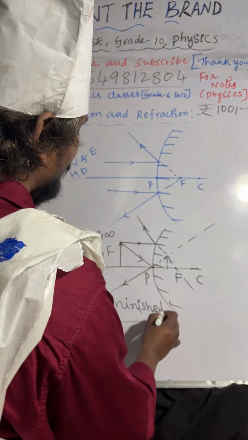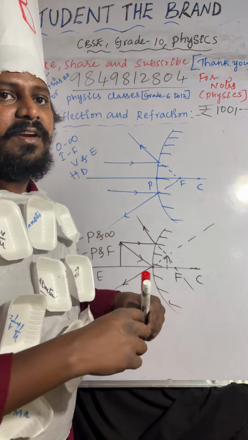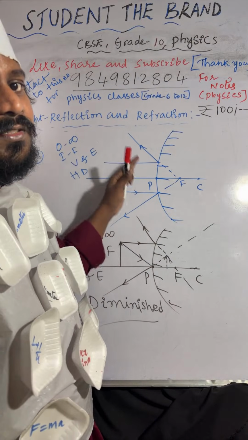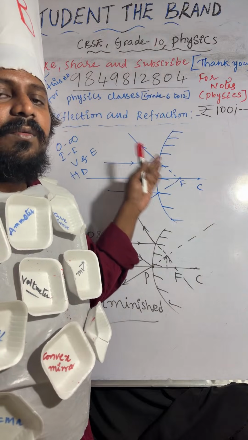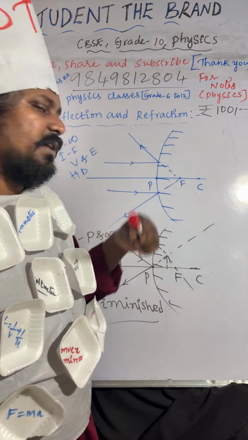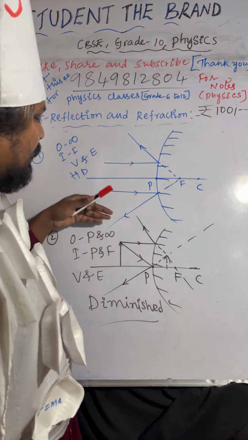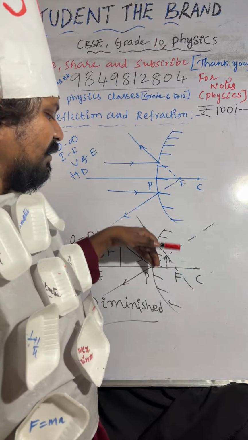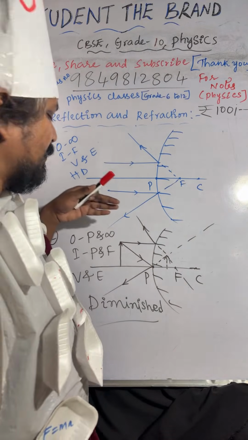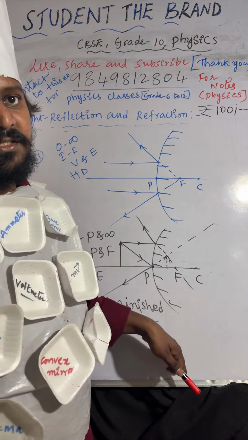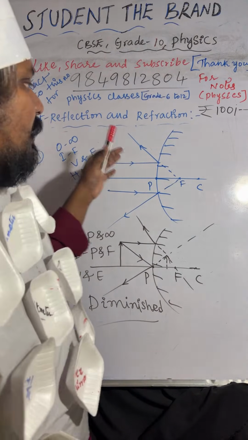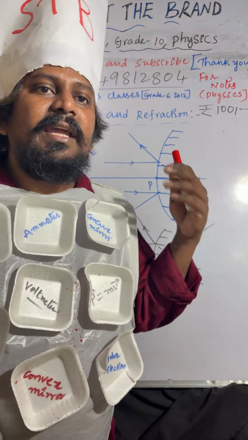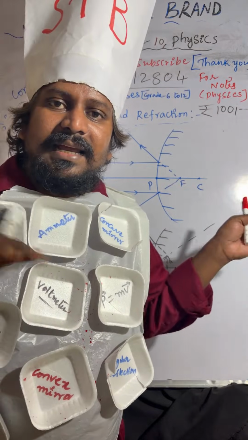Okay, so in the first case, the object is placed at infinity. Image will form at the focus. Nature of the image is virtual, erect and highly diminished, because a point-size image is formed at the focus. In this case, the object is placed between P and infinity, the image is between P and F, and the nature of the image is virtual, erect and diminished. So in these two cases, the image will be virtual, erect and diminished.